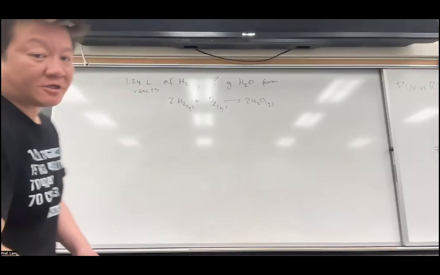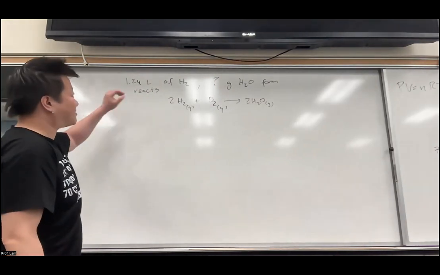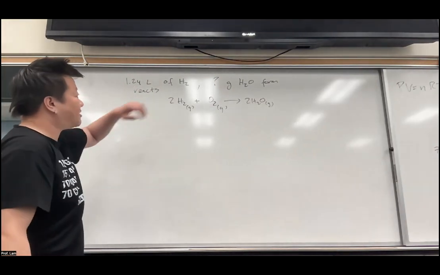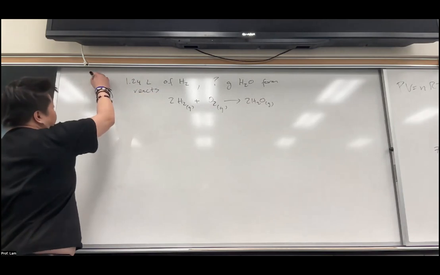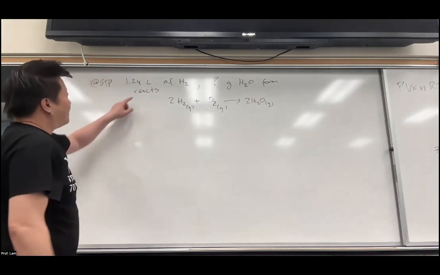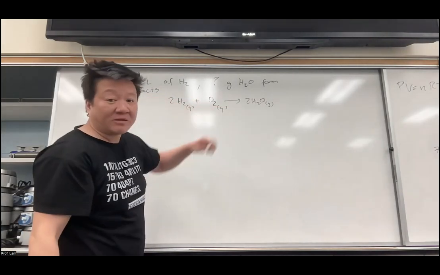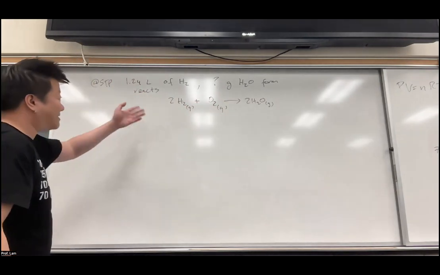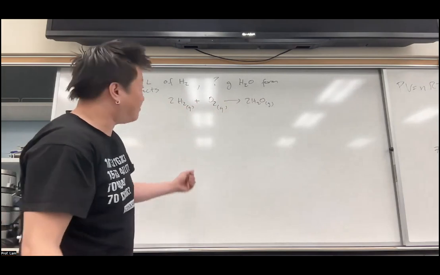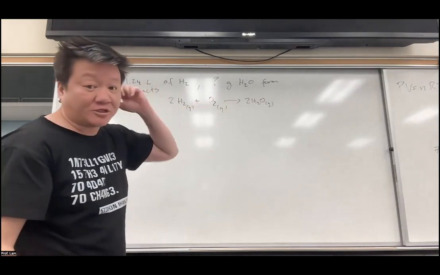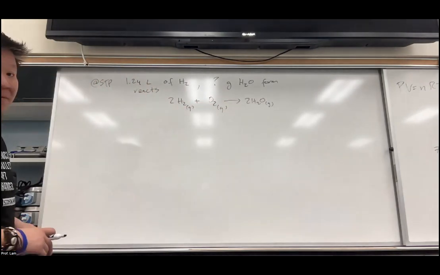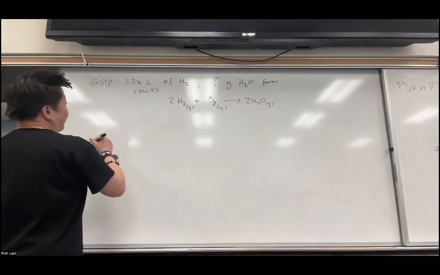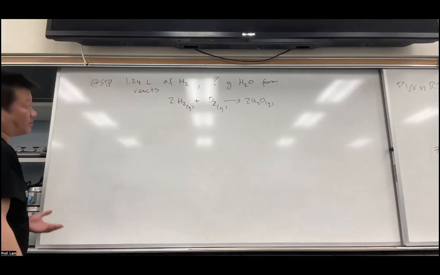Also, to summarize what it wants from us, it's saying 1.24 liters of H2, and this is at STP, is going to react. How many grams of water forms? So H2 is a reactant, and this problem looks like it's not a limiting reactant problem because there's plenty of O2 to react, as implied by the problem. So all you have to worry about is just doing the one stoichiometry problem.